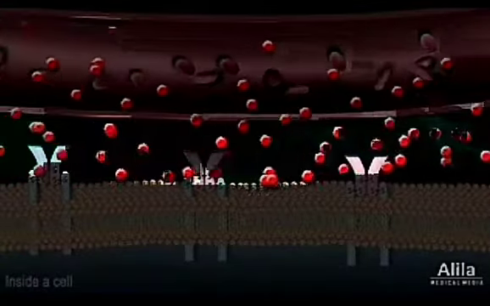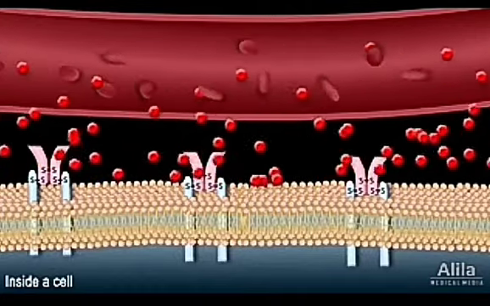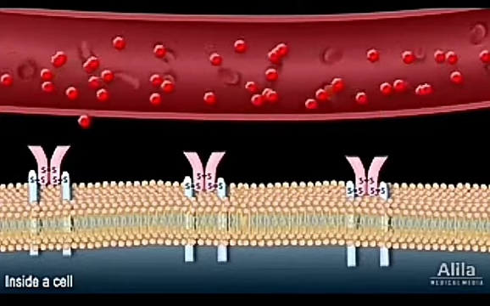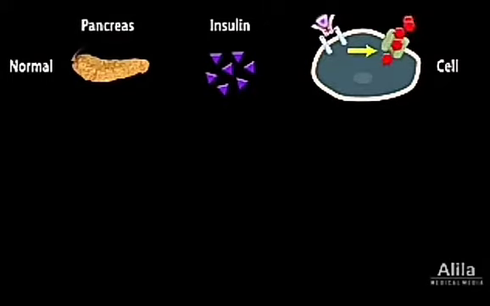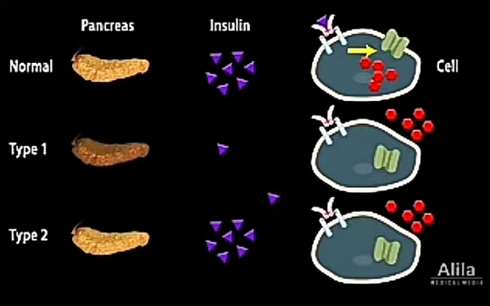Diabetes happens when insulin is either deficient or its action is compromised. Without insulin, glucose cannot enter the cells. It stays in the blood, causing high blood sugar levels. There are two major types of diabetes. Type 1 is when the pancreas does not produce enough insulin. And type 2 is when the body cells do not respond well to insulin.